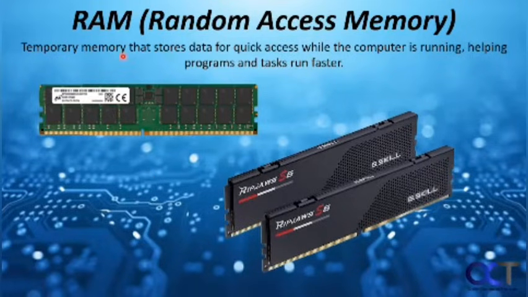So this is temporary memory that stores data for quick access while the computer is running, helping programs and tasks run faster. So every time you open a file or a program, it'll be opened in your RAM memory. And then when you close the program or file, it gets released from the memory.